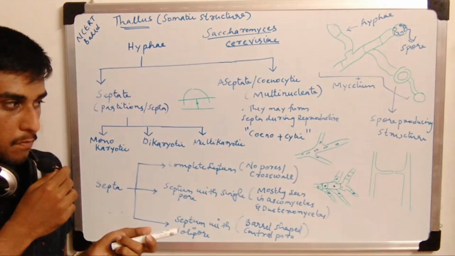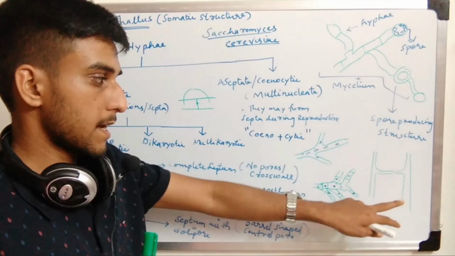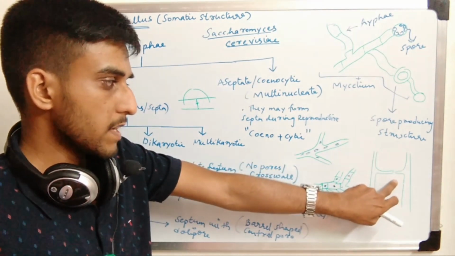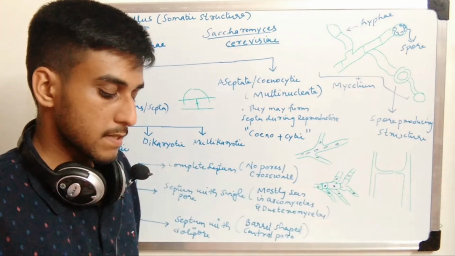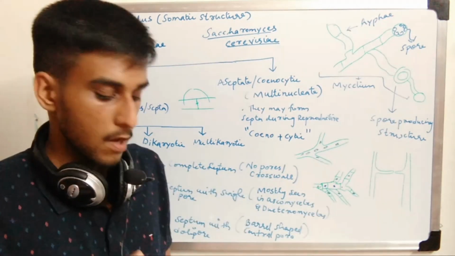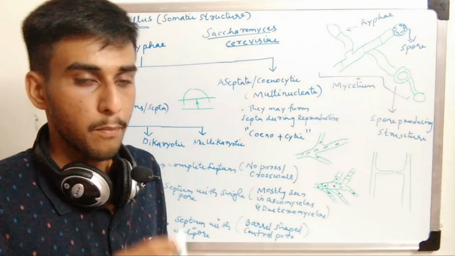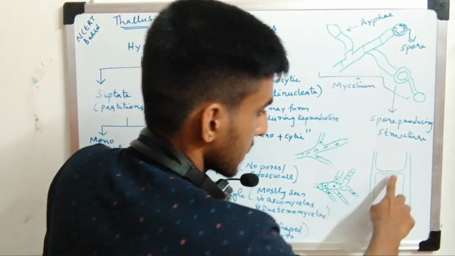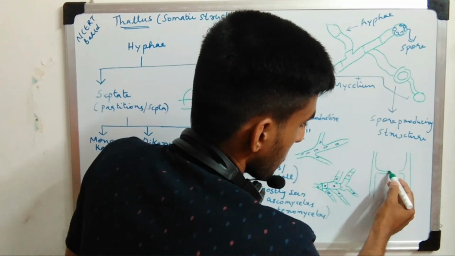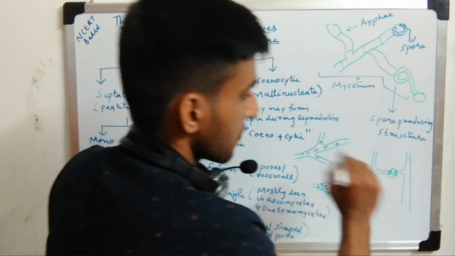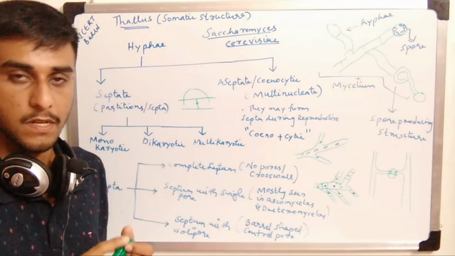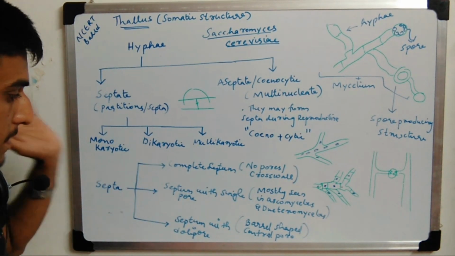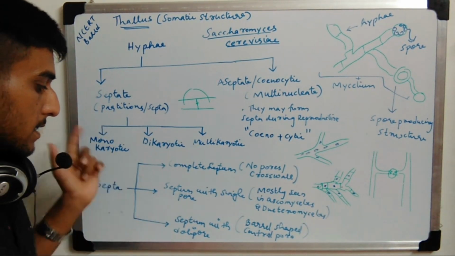And then the septa with a single pore. In a septate hyphae, you can see a small central pore inside it. This is known as a septa with a central pore. And there is also a condition known as septa with a dolipore. What is a dolipore? A dolipore is a condition in which the partition wall becomes a barrel shaped structure. It will be forming like this. A barrel shaped structure will be formed. This is known as a dolipore septa. So septa can be classified into three: complete septum, septum with single pore, and septum with dolipore.